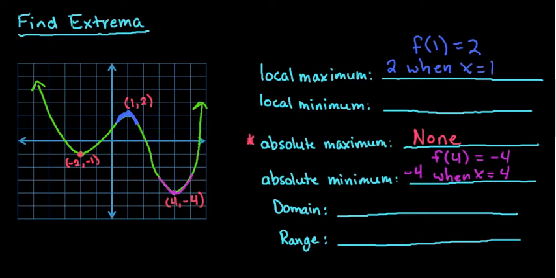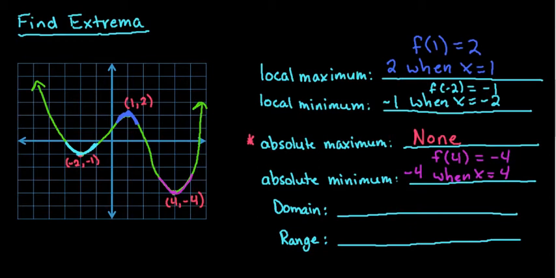This one does have a local minimum. If we come to this point right here, we can see that in this interval, from here to here, we have the lowest point right here. So we have a lowest point of -1 when x equals -2, or we could say f of -2 equals -1, where -1 is our minimum point. This point and this point are both local because they're not the absolute highest, but this one is an absolute minimum, and we don't have an absolute maximum.